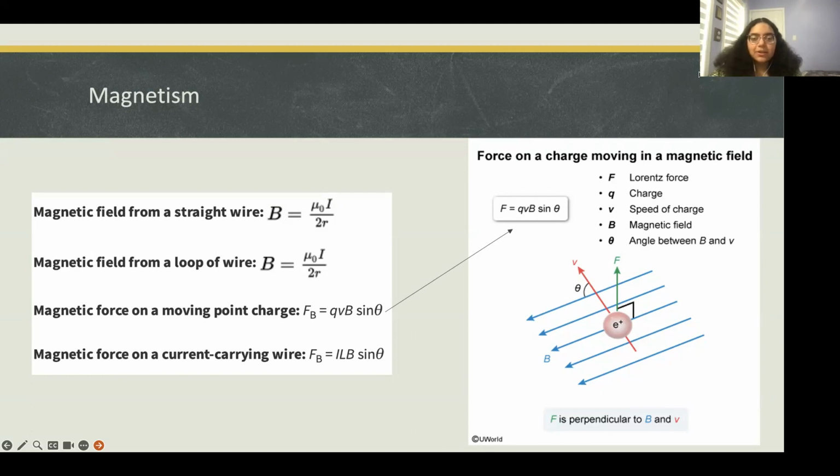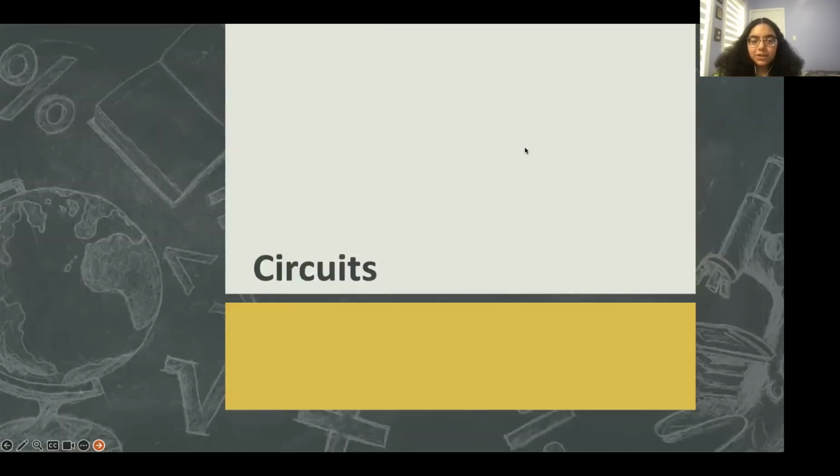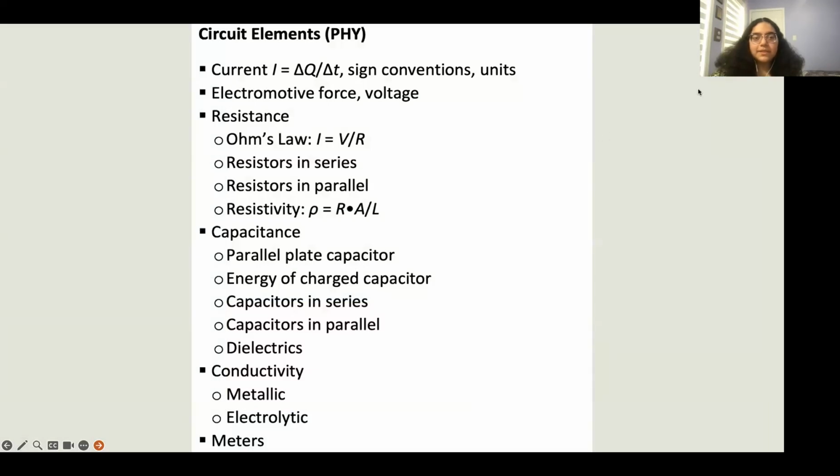So I is your current, L is the length, B is the magnetic force. So those are good to know. Moving on to circuits. This is the stuff that's important about circuits, the stuff you should know.